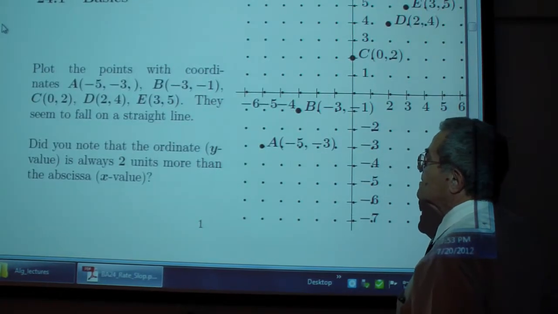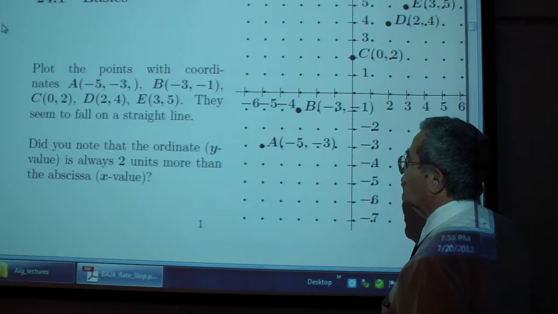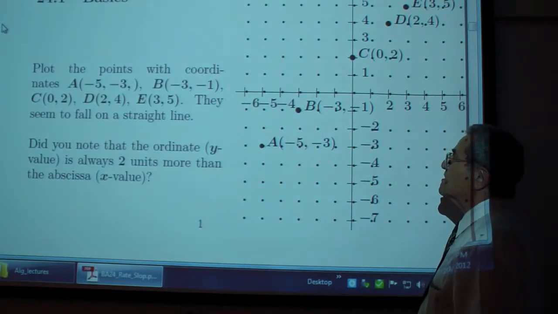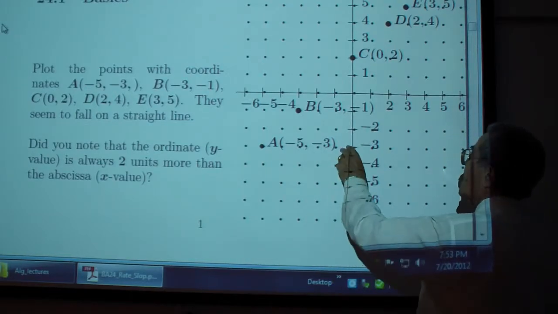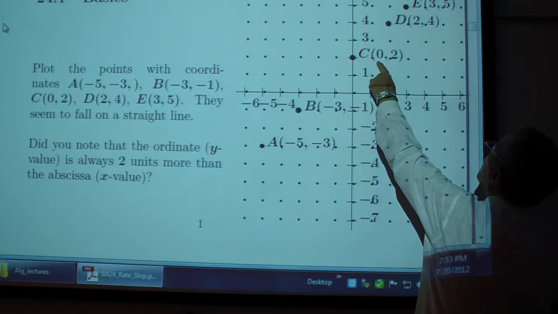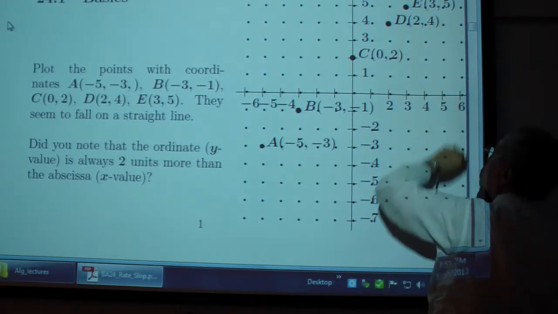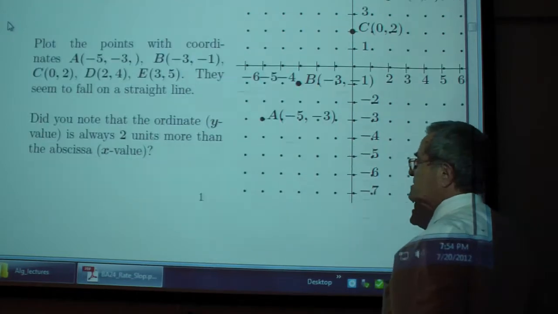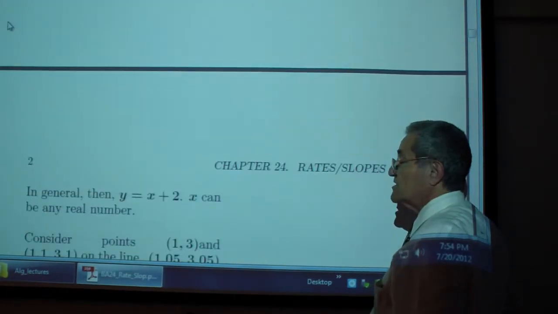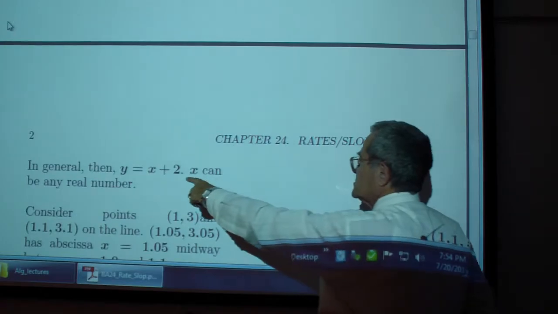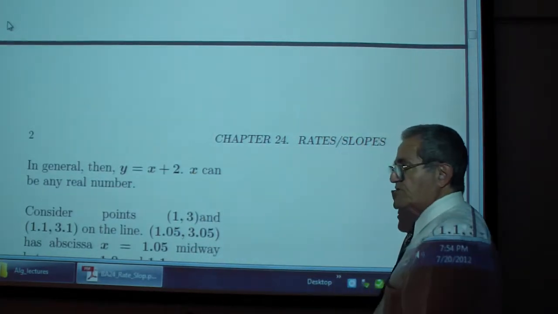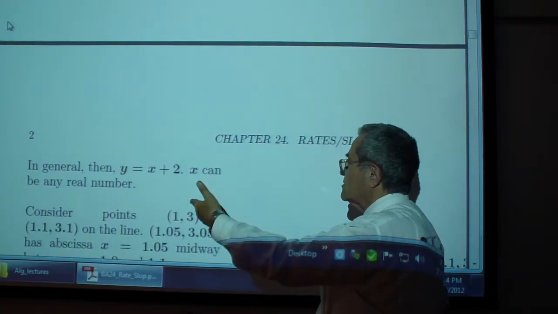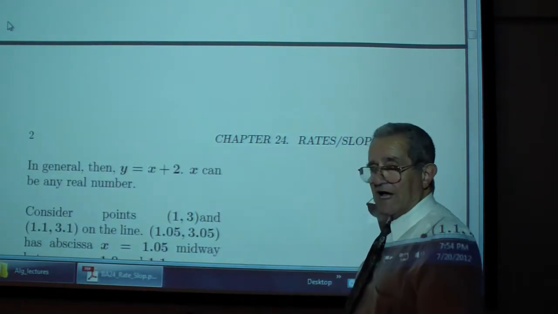And did you note that the ordinate, the y value, is always 2 more than the abscissa? The y value is always 2 more than the x value. Now, isn't that interesting? So y is always x plus 2, where x can be any real number. Or y can be any real number, and then x is y minus 2.